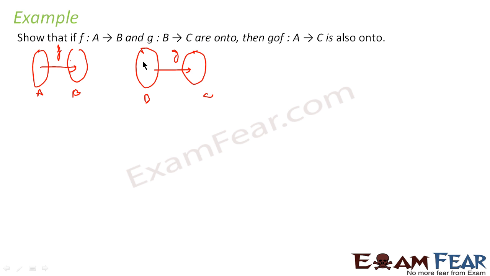They are all onto. Onto means they are surjective, that is, there is no orphan element in these sets. Then we have to prove that g of f, which goes from A to C, is also onto.